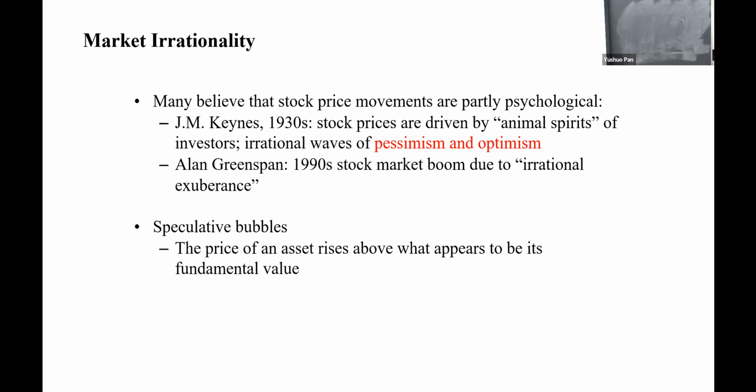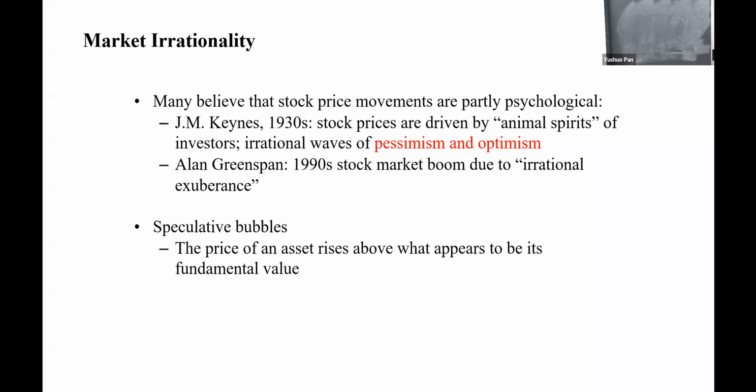If it were rational, then there are two methods you should choose. But usually that doesn't work, right? So this theory came out because the market is irrational, because of pessimism and optimism. Alan Greenspan said the 1990s stock market boom was due to irrational exuberance. So the next term is speculative bubbles. The price of an asset rises above what appears to be its fundamental value.